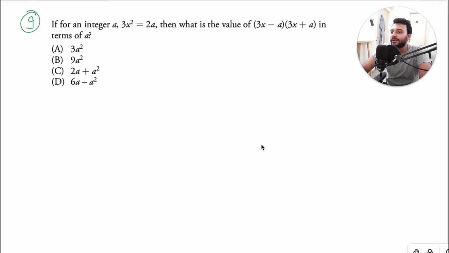Question number 9. If for an integer a, 3x squared is equal to 2a, then what is the value of 3x minus a times 3x plus a in terms of a? Okay, a classic question where you need to make use of identities. This expression must ring a bell. 3x minus a times 3x plus a.